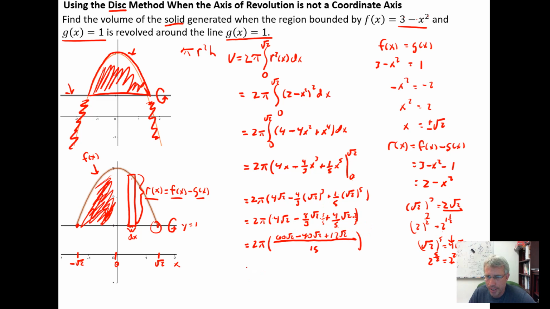And then I can simplify. So I'm going to get equals, it's going to be 2 pi over 15 times, so I'm bringing the 15 out here. I'm going to get 60 minus 40 is 20, plus 12 is 32, square root of 2, which for final simplification, I get 32 times 2 is 64 square root of 2 pi all over 15 as the volume I get when I revolve the bounded region about the line y equals 1.